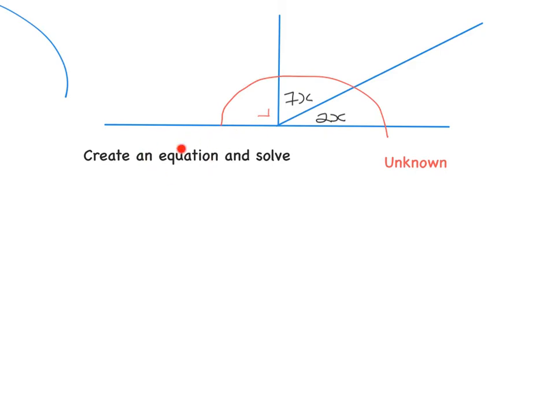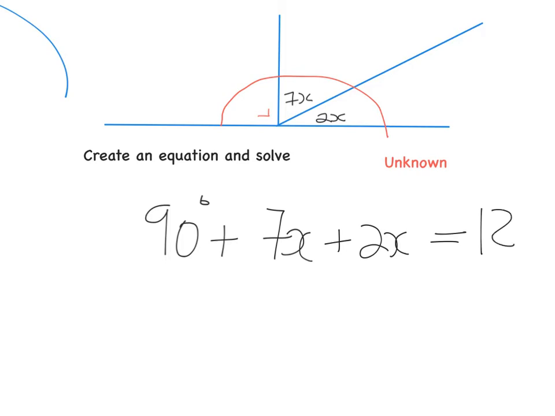So I'm going to write an equation to show this, and it is 90 degrees plus the 7x plus the 2x has to give me 180 degrees. That is essentially all my hard work done, because what I have now is an equation.